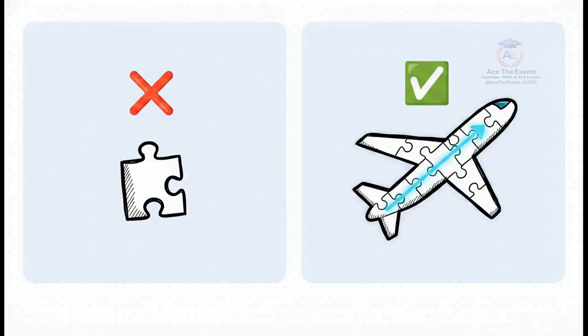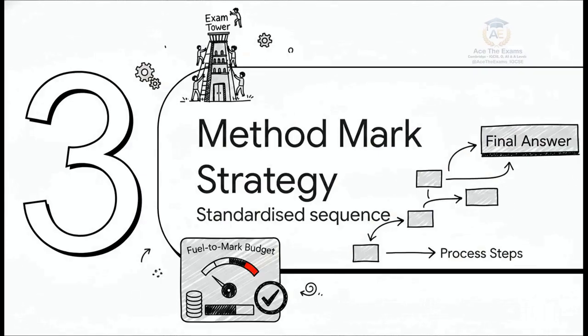The really high-scoring candidates? They instantly recognize that an acceleration found using F equals ma in part A of a question is the exact same acceleration they need to find the final velocity in part B. It's all connected. Section 3.